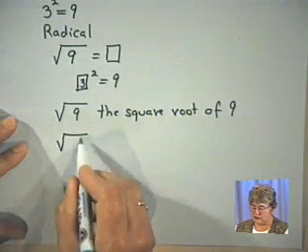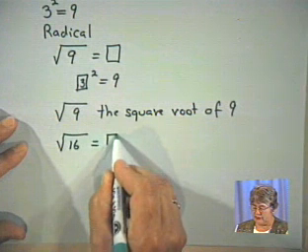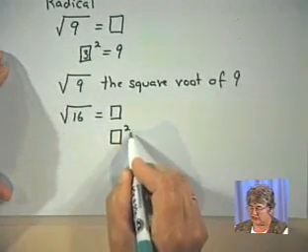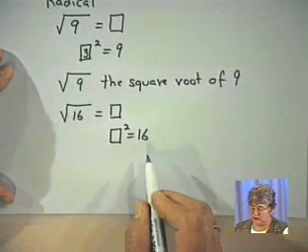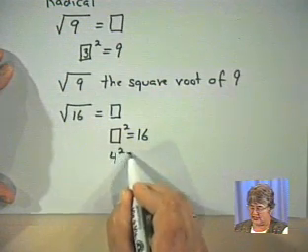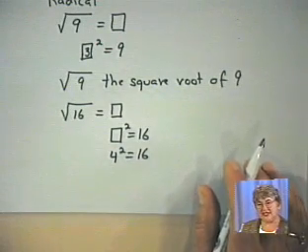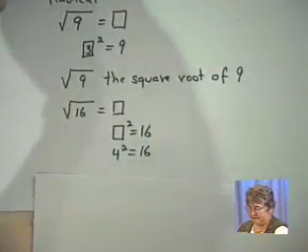For example, let's take another one. What about the square root of 16? We're looking for a number whose square is going to be 16. Here, I want that number squared to be equal to 16. Well, we know that that's going to be 4, because 4 squared equals 16. So now I can say the square root of 16 is equal to 4, because 4 squared is 16, right?